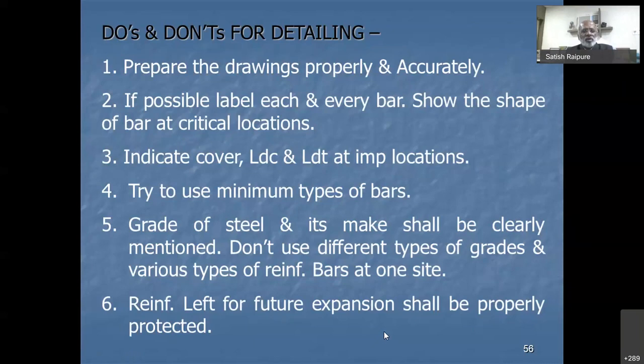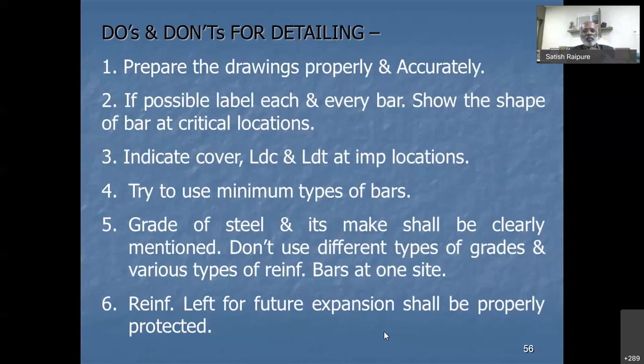Don't try to use from 8mm to 32mm dia bars. Just work out the approximate quantity of the bar which is required. If you are using 8mm bar and it is hardly required at 100kg, and if you are using 10mm bar which is required at 1 ton, just eliminate the 8mm bar and provide the 10mm bar in place of 8mm with increased spacing, so that there won't be any wastages, and the builder or the contractor will have to bring the minimum number of types of bars.